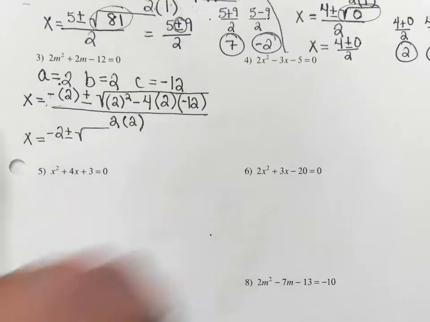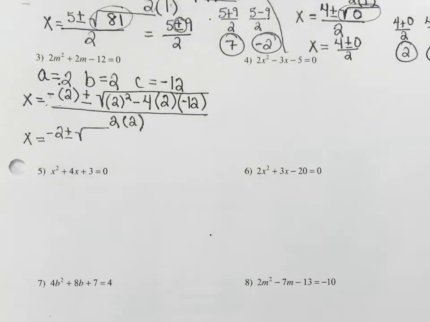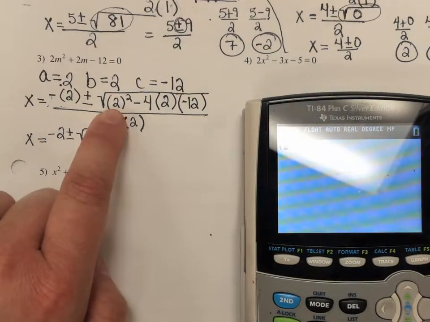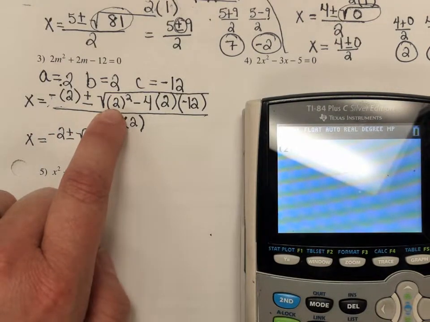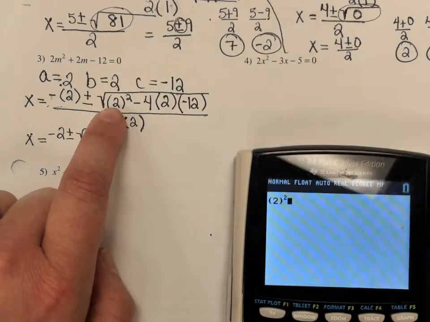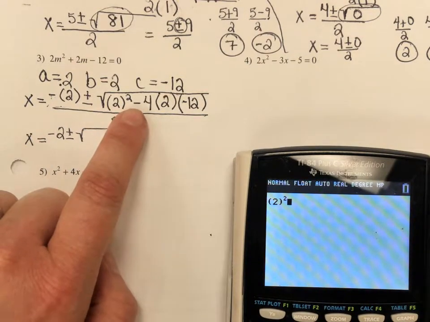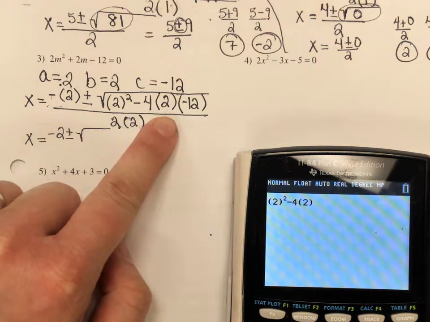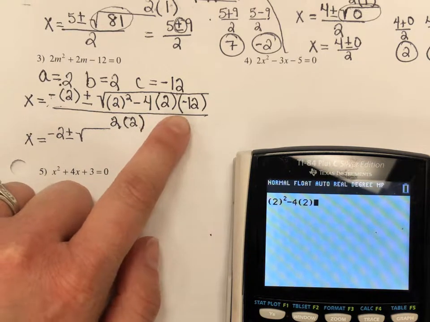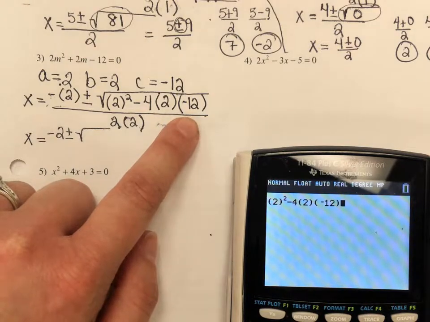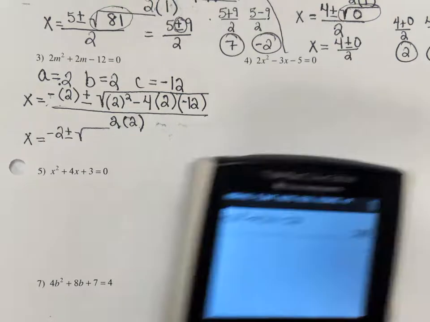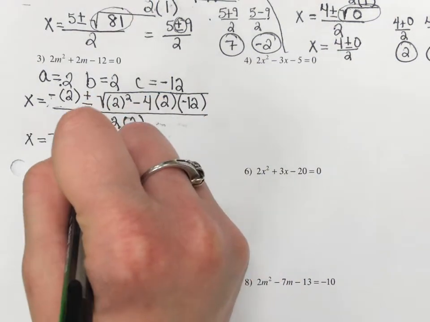All right, and then Autumn, we're just going to take our calculator. You got your calculator? And we're going to plug all that in. You ready? So everything underneath here. So we're going to do parentheses 2 squared. And then subtract 4. And then parentheses 2. And then parentheses negative 12. And what do you get? 100. Very good.